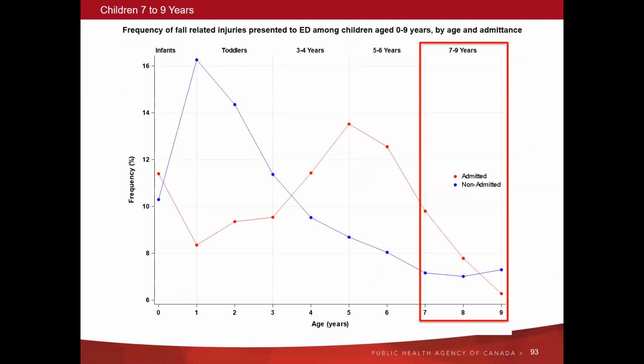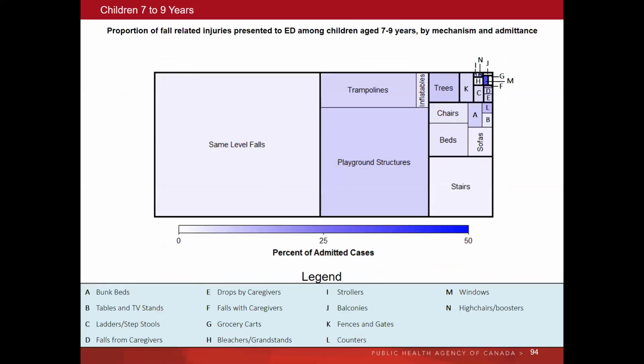The oldest age group also boasts the lowest frequency of fall-related injuries, both admitted and non-admitted. But looking at their tile charts, you can see that the leading mechanism of injury among this age group is falls, which remains unchanged from the previous age group, although falls from playground does drop by a small margin relative to children aged 5 to 6 years of age.